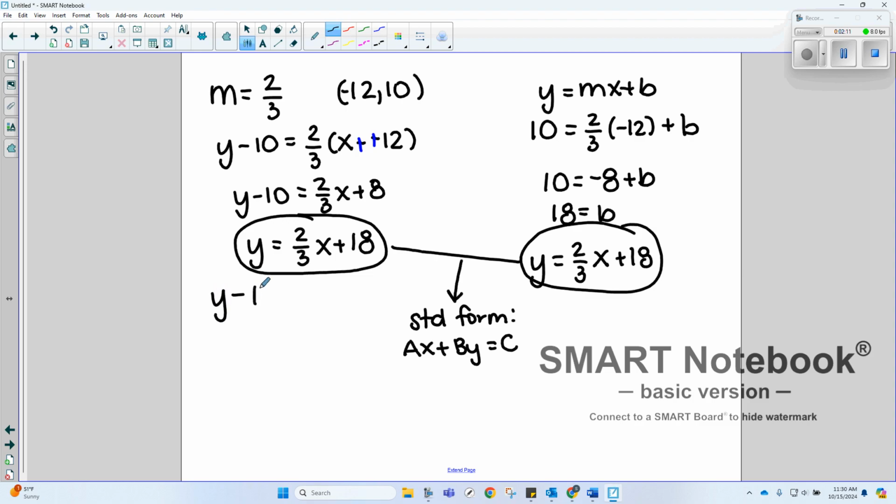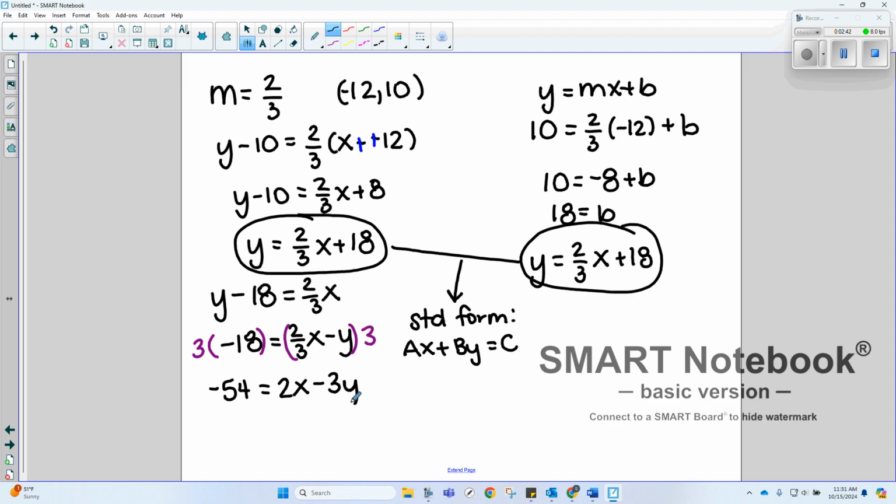Okay, up here I'm going to subtract 18 from both sides. Okay, and then I'm going to subtract the y. And if I want to clear fractions, we've had practice with that along the way. I can multiply both sides by the denominator, which is 3 in this case. So I get a negative 54 on the left. I get 2x minus 3y on the right.